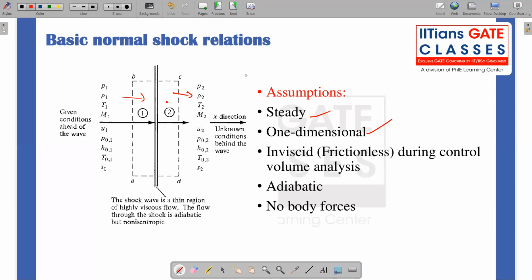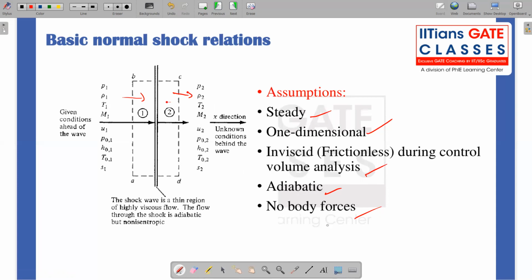But in reality, the normal shock itself is a very thin region where a large amount of viscous dissipation can happen. So the normal shock wave itself is a viscous phenomenon. But for a control volume analysis, we are not going to take it as a viscous phenomenon. And also there is a large amount of heat transfer within that thin region in an actual scenario. But what we are going to consider is that across the normal shock wave the flow is adiabatic. Across the normal shock wave flow is adiabatic. That is important. And we have no body forces involved in the control volume analysis.